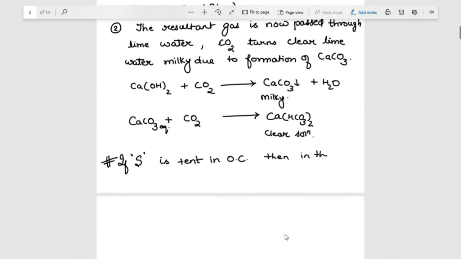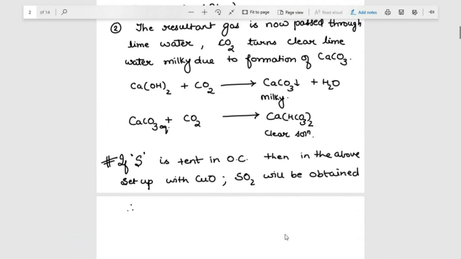in the above setup with CuO, SO2 will be obtained. And SO2 also gives the same reaction like CO2. Okay, SO2 will be obtained.